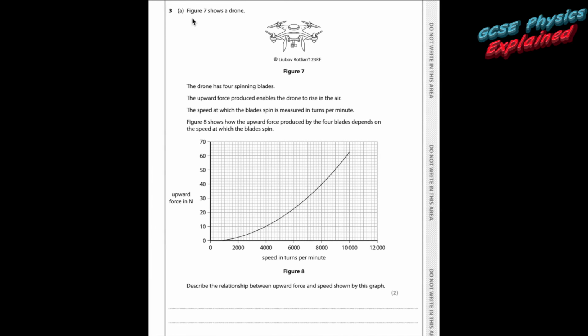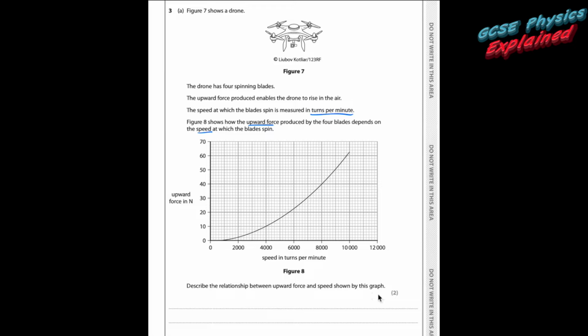Question 3. Figure 7 shows a drone. The drone has 4 spinning blades. The upward force produced enables the drone to rise in the air. The speed at which the blade spins is measured in turns per minute. Figure 8 shows how the upward force produced by the 4 blades depends on the speed at which the blades spin. So as the speed is getting faster, the upward force is getting bigger, but it's a curve, so that's non-linear. Describe the relationship between upward force and speed shown by this graph.